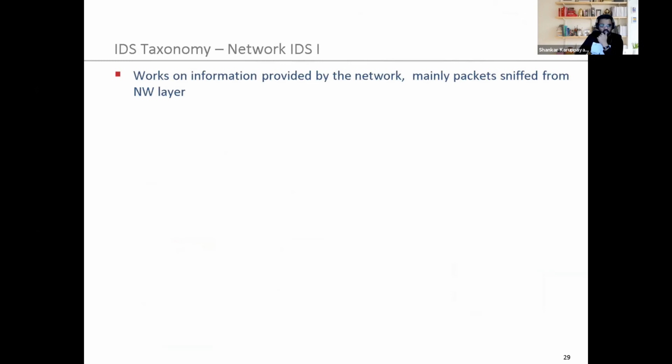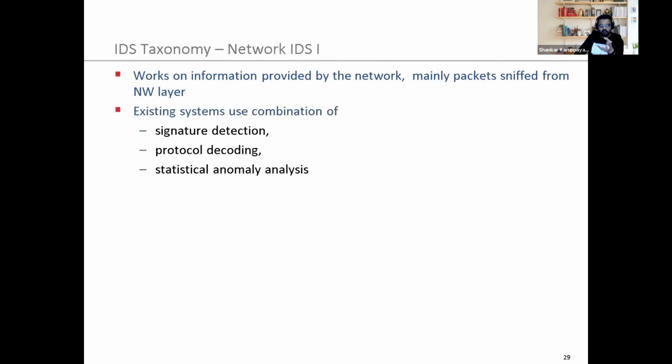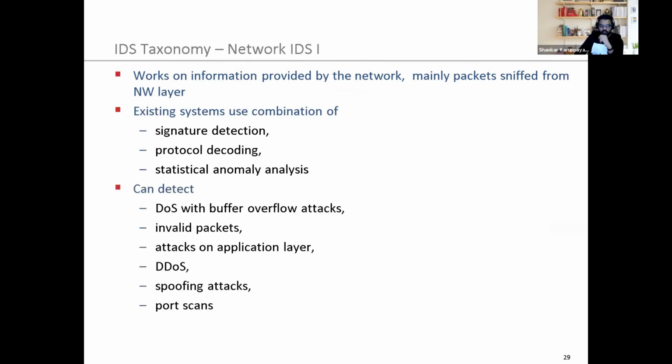Okay, so in terms of the taxonomy, network IDS. Previously we spoke about host IDS. Network IDS works on information provided by the network, mainly packets sniffed from the network layer, right? Existing systems use a combination of signature-based detection methods, protocol decoding, and statistical anomaly analysis. And this can detect attacks such as denial of service attacks with buffer overflow, invalid packets, attacks on the application layer, DDoS attacks, and so on. So quite a number of things you can already do with network IDS.